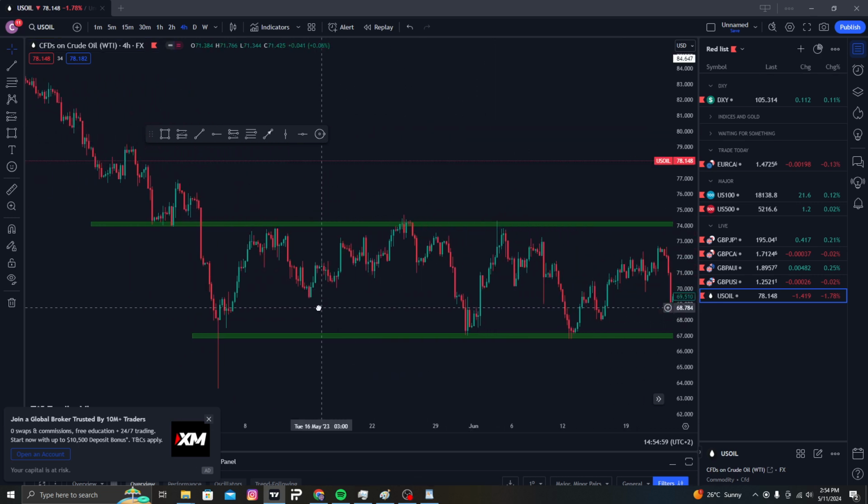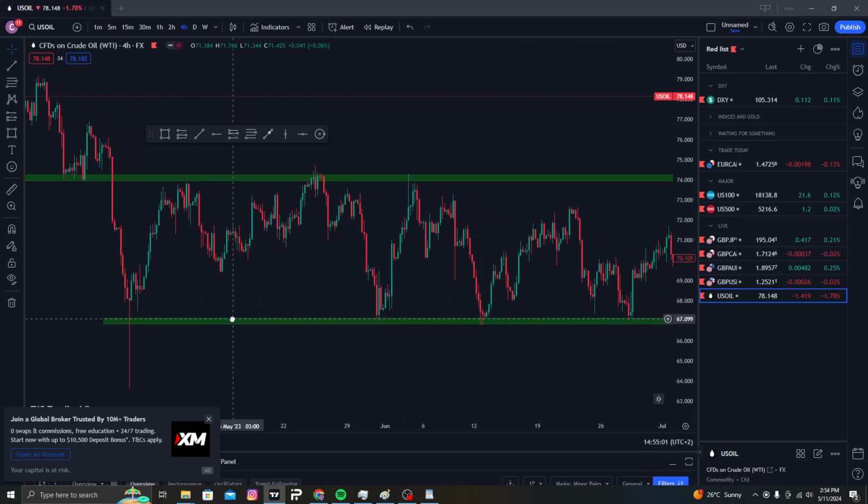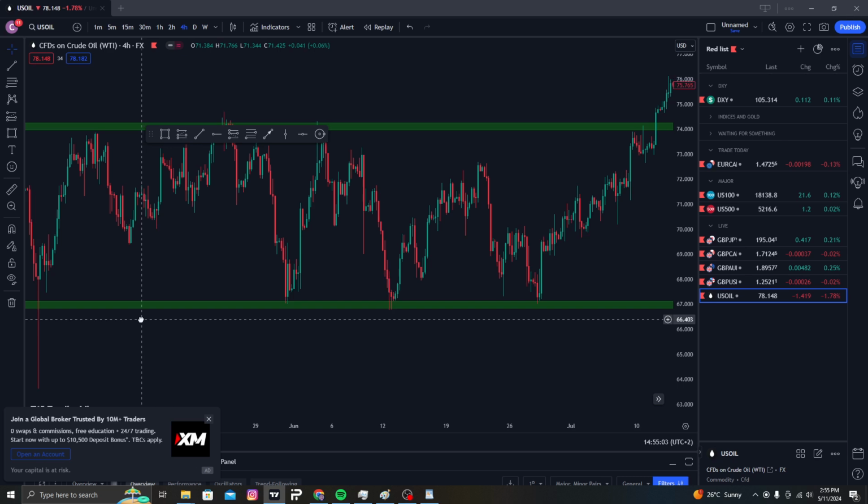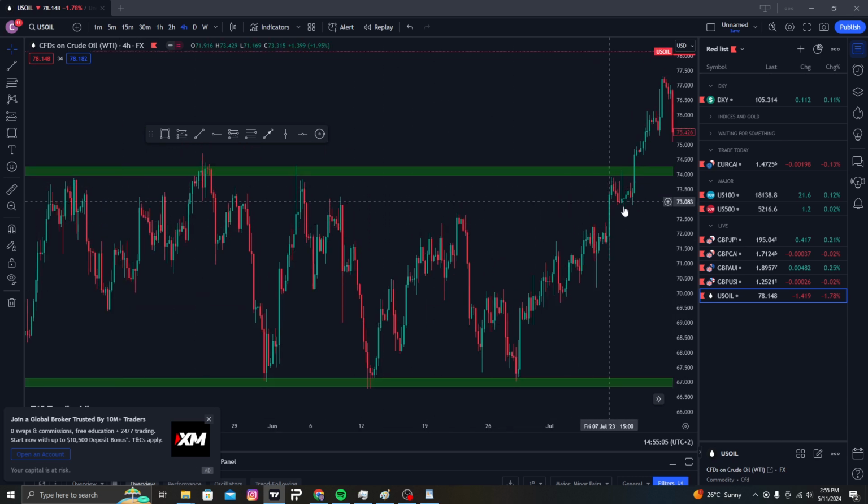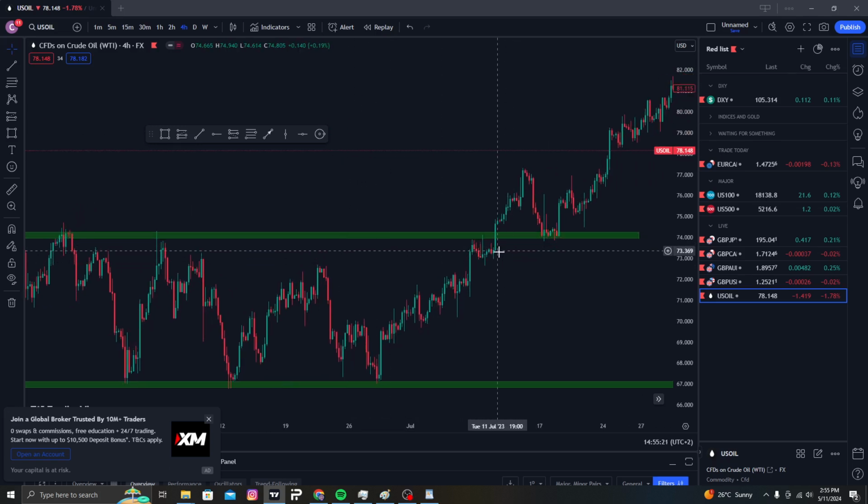Every time it touched our level, it went back down, then back up, then back down. But something happened here, man. Something happened here that was showing us that price is not going to reverse to the downside. It might go up.